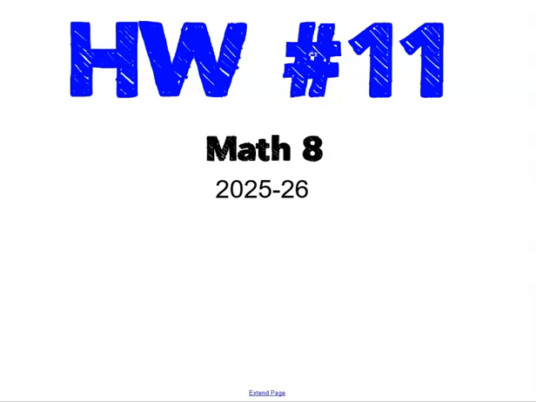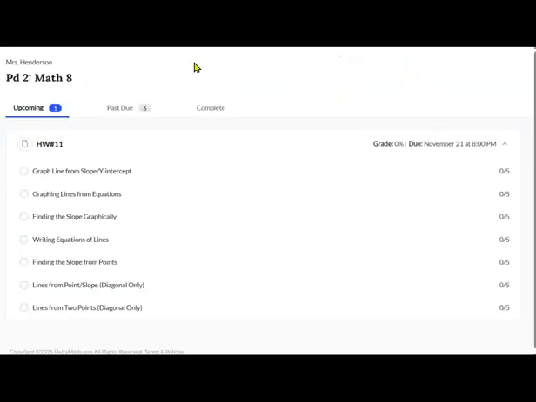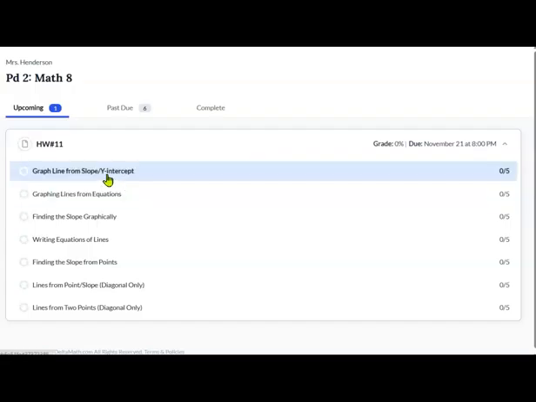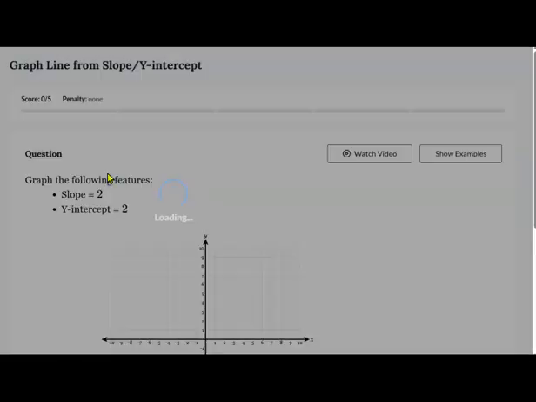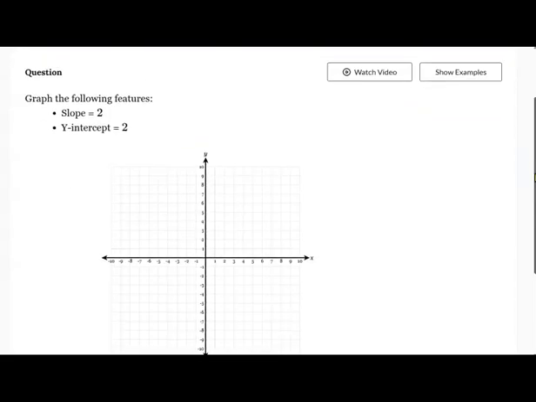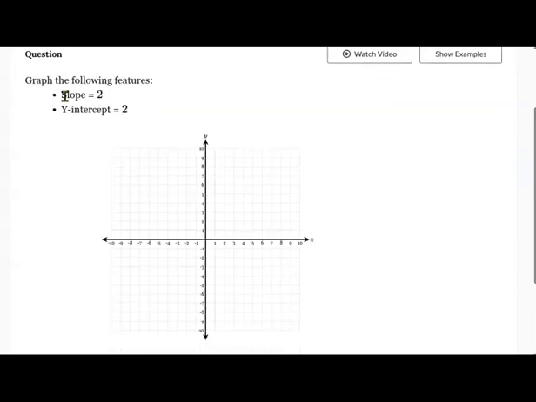Homework number 11 on linear relationships. Let's start with graphing lines using the slope and the y-intercept. So for each question, you'll be given the slope value and the y-intercept number.